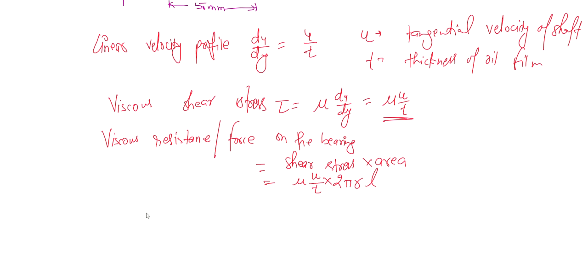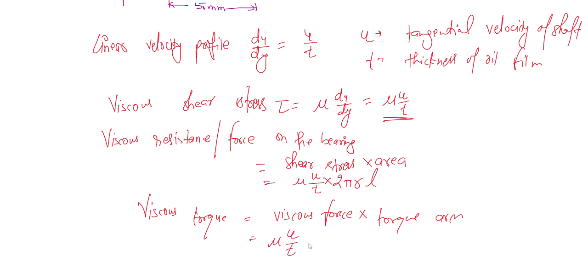After that I need to find the viscous torque. For viscous torque I need viscous force into torque arm. The viscous force is mu U by t into 2 pi r l, and the torque arm is r.